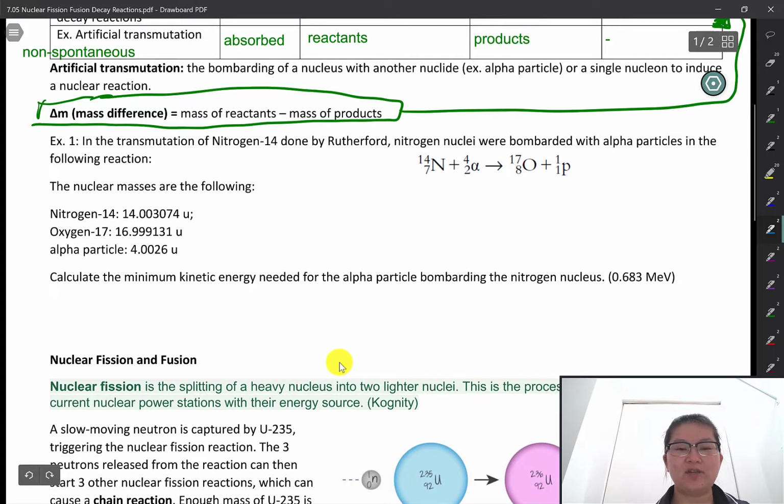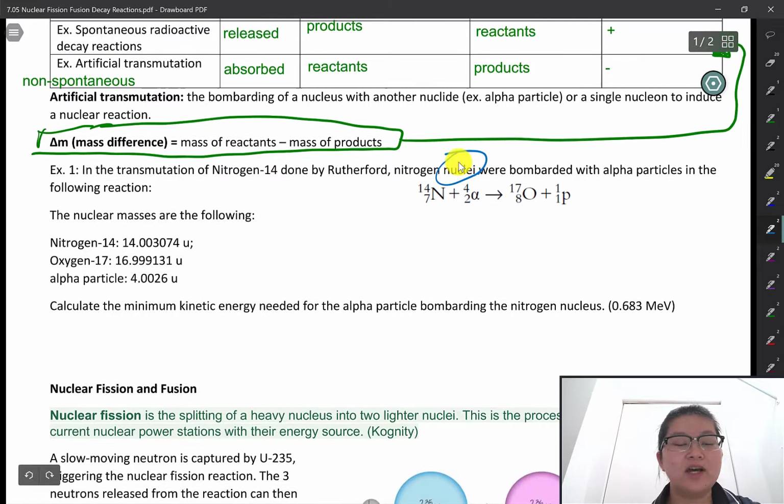Using this understanding, we are going to start off with example 1. In the transmutation of nitrogen-14 done by Rutherford, nitrogen nuclei were bombarded with alpha particles in the following reaction. Here are the nuclear masses, and we want to calculate the maximum kinetic energy for the alpha particle bombarding the nitrogen nucleus. It's a transmutation, meaning this reaction is non-spontaneous. You need to put in energy for this reaction to occur.